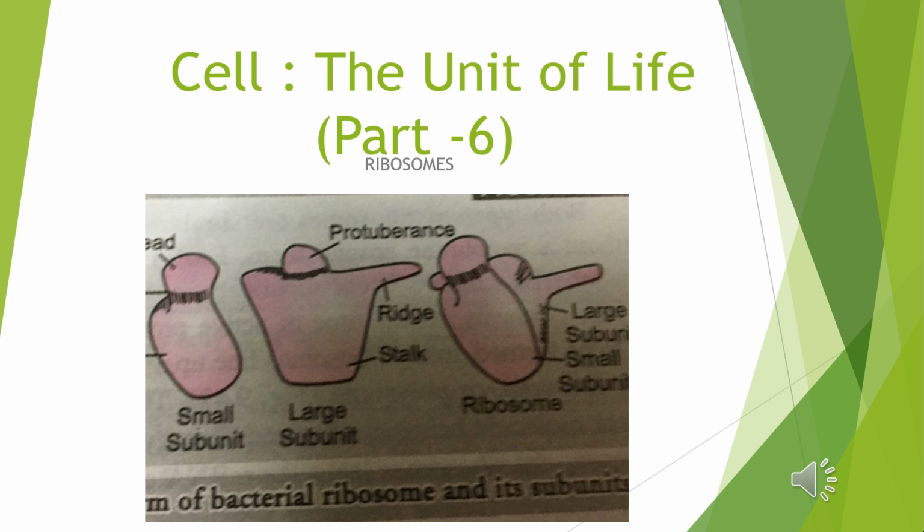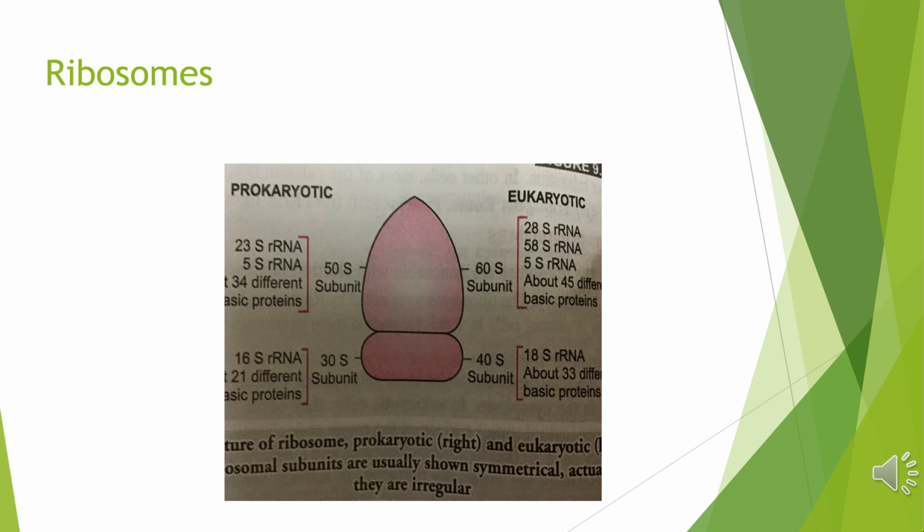This diagram shows the bacterial ribosome and its subunits. Two subunits are present. In the next slide, we'll study the eukaryotic ribosome. This diagram shows the structure of the ribosome, prokaryotic on the left side and eukaryotic on the right side. Ribosomal subunits are usually shown symmetrical, but actually they are irregular.